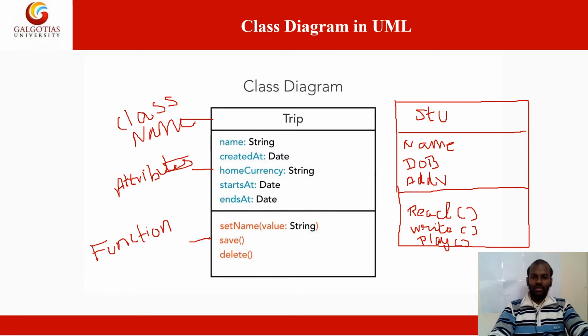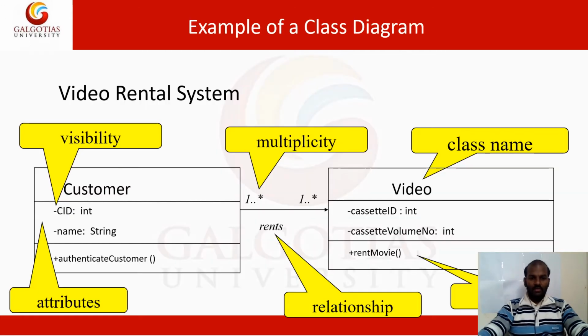So a class diagram in UML is divided into three different portions: first the class name, second the attributes, and third the functions. Here is the video rental system example. There are different kinds of symbols used to represent visibility: minus, plus, and hash. These three different notations indicate the visibility of the particular attribute name.